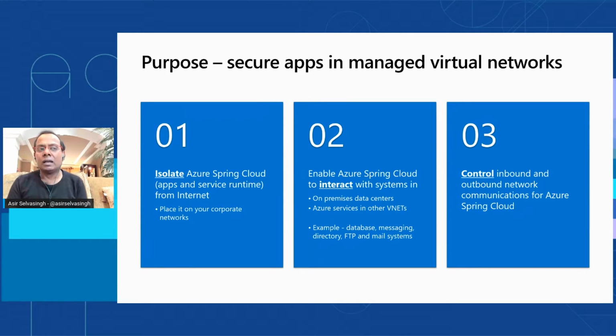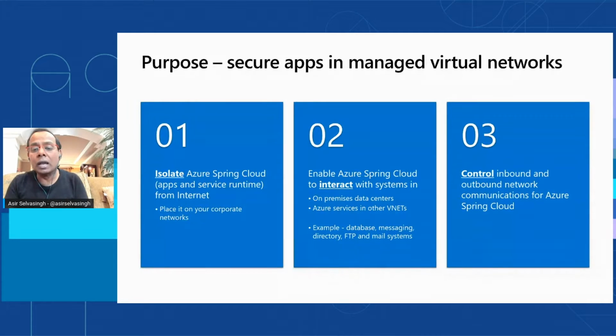The first one is you want to isolate your Azure Spring Cloud, both the apps as well as your service runtime, from the internet. And you can also place it on your corporate network. So those are two different things. Isolating is one, and then placing it on your corporate network, depending on what kind of business requirements you have.